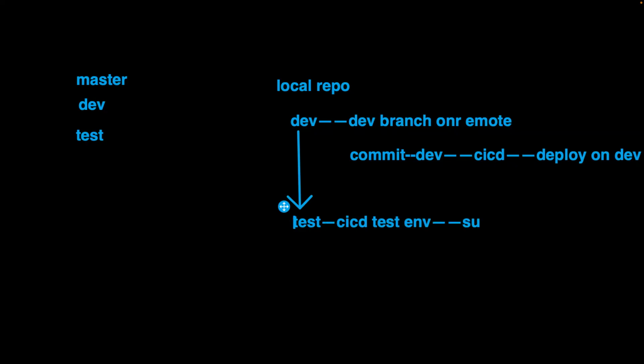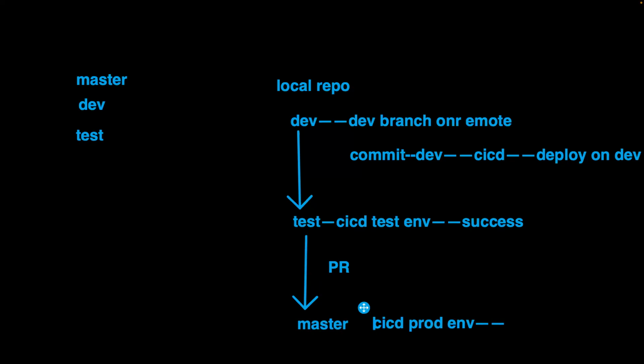If this is also successful, then for test to master, we'll raise a pull request to master. Changes will be reviewed and only then merged. Once it is merged, again it's a commit. CI/CD will be triggered for the prod environment and your changes go to prod, which means end users can access them. Understood the flow, everyone? This is called the Git branching strategy, a direct and simple branching strategy.